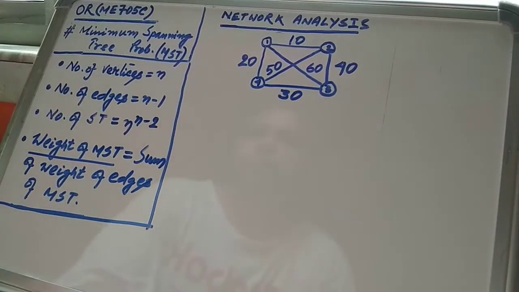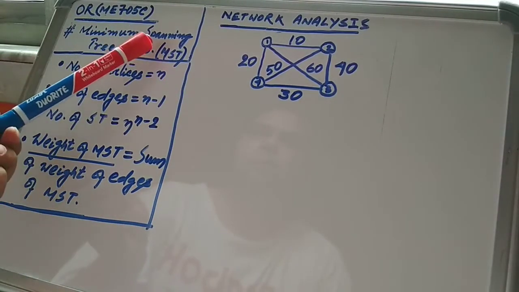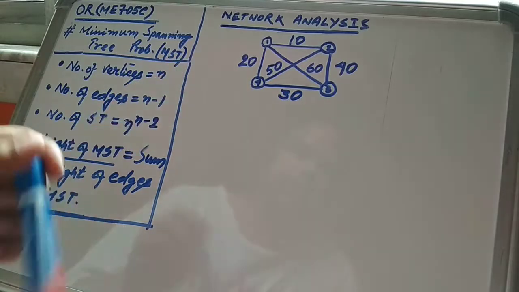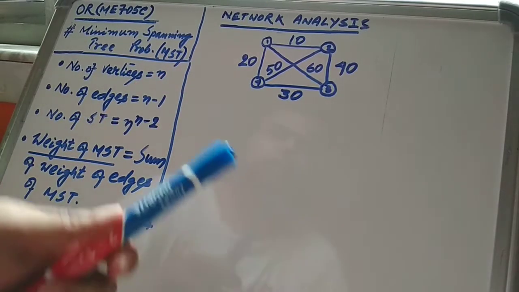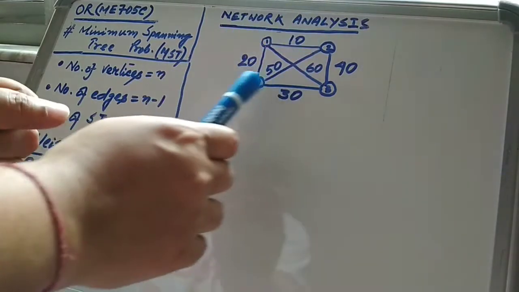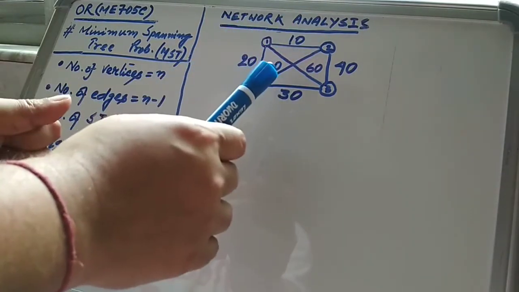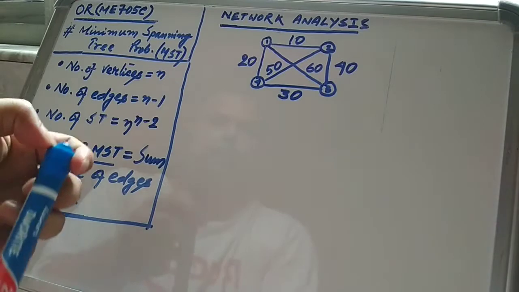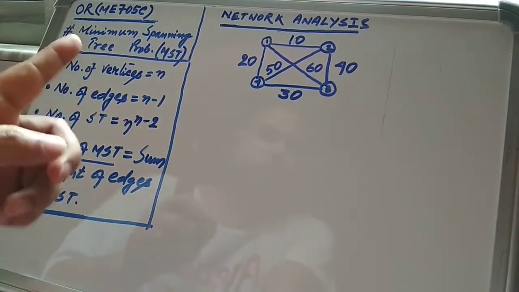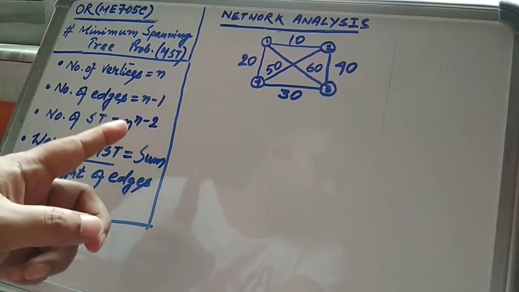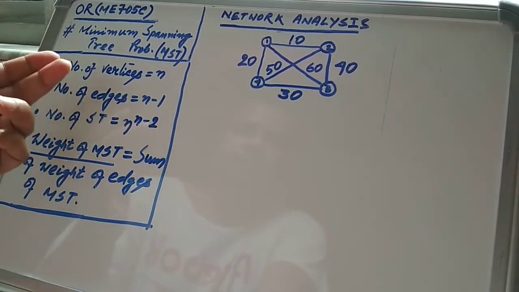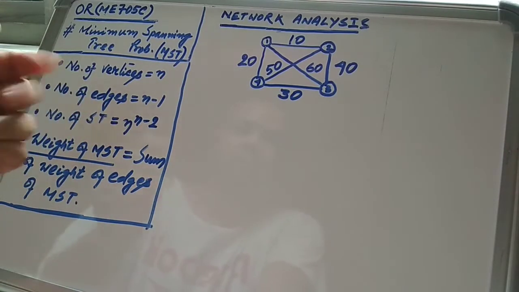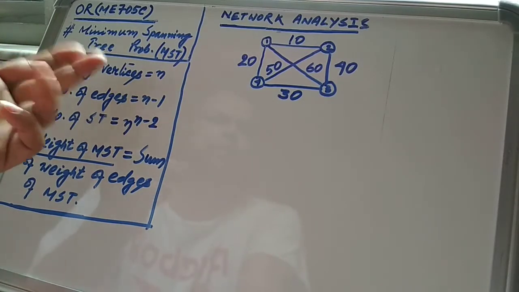Today we are going to have the minimum spanning tree problem. Earlier in the introductory classes we learned the network terminologies: what are the nodes, vertices or edges. In the second class we solved the shortest route or path problem. And the third one is the minimum spanning tree problem. Now what does this minimum spanning tree basically mean?